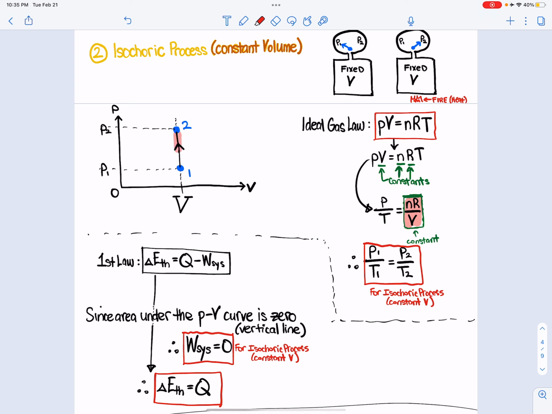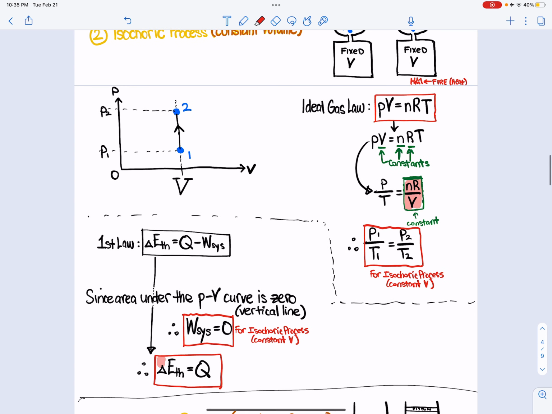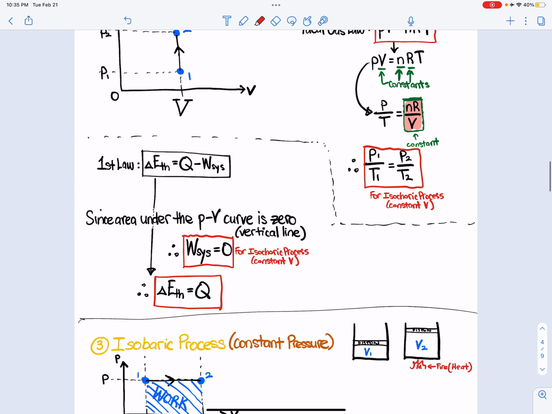Because remember that work is the area under the curve, and this is just a vertical line, so there's no area under that curve. So looking at the first law, change in thermal energy equals heat transfer minus work done by the system. If work done by the system is 0, right, because this is a vertical line, the area under the PV curve is 0, then therefore the change in thermal energy is equal to heat transfer for an isochoric process, or a process with constant volume. Okay?